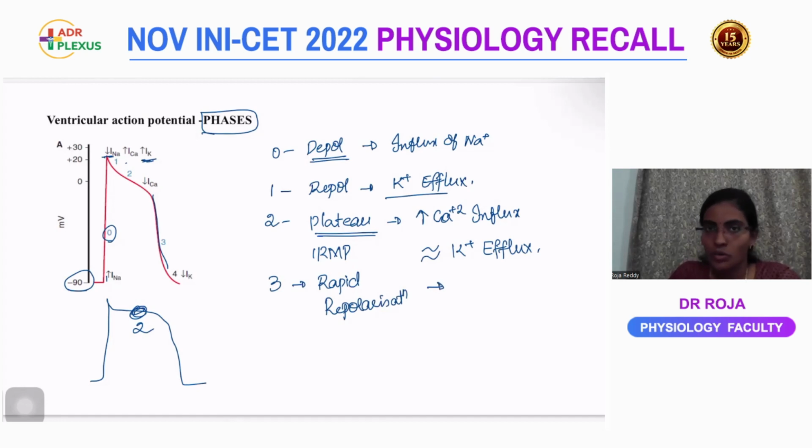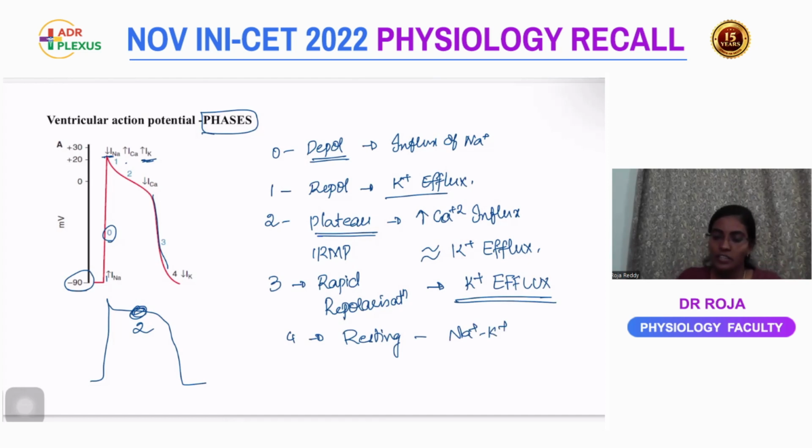Okay. And as we all know, this is due to the potassium efflux. Okay. And then we have phase 4, which is nothing but the phase of the resting state, which is maintained by, again, the universal sodium potassium pump. Okay. So these are the various phases.